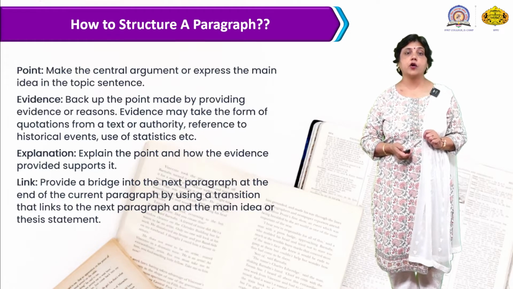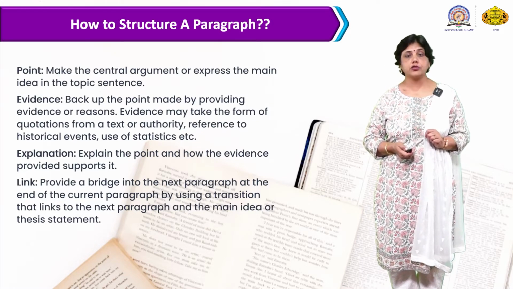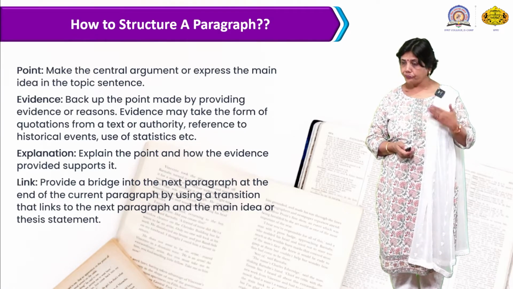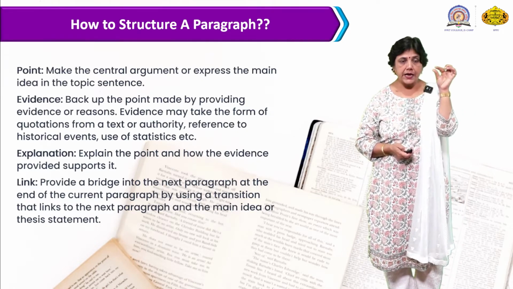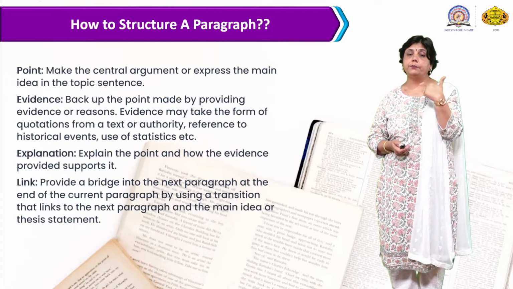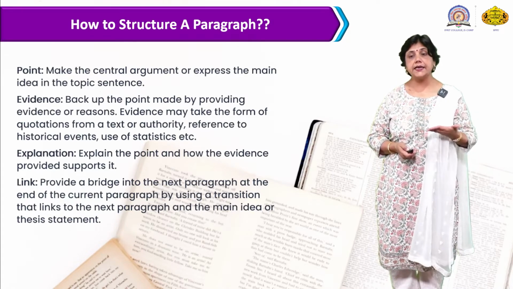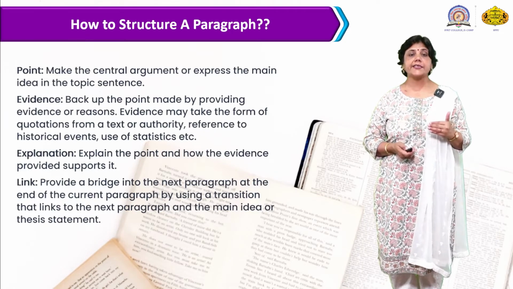Evidence may take the form of quotations from the text or authority, reference to historical events or use of statistics, etc. So the first point is making a clear idea in your mind that you will be writing about this particular point. Second is the evidence to support the first point. Third is explanation.